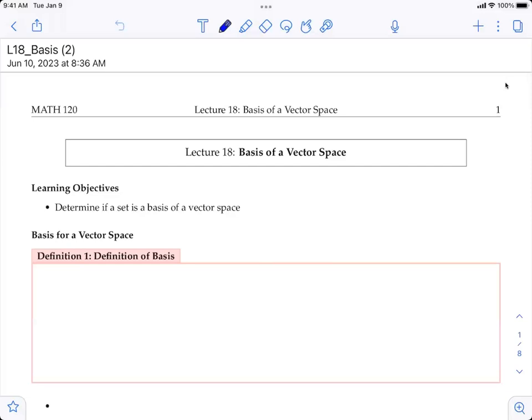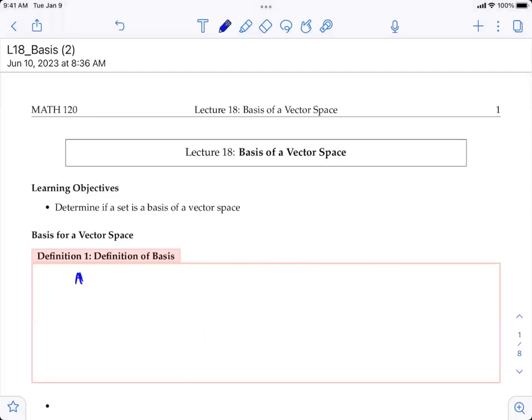That means in this lecture, we're going to use the concepts in lecture 16 and lecture 17 as foundations to build a new concept called basis. All right. So again, the learning objective for this lecture is to determine if a set is a basis for a vector space. I'm going to show you the definition of a basis of a vector space, then we're going to work on some examples, then move on to some properties related to basis of a vector space. First, the definition of a basis.